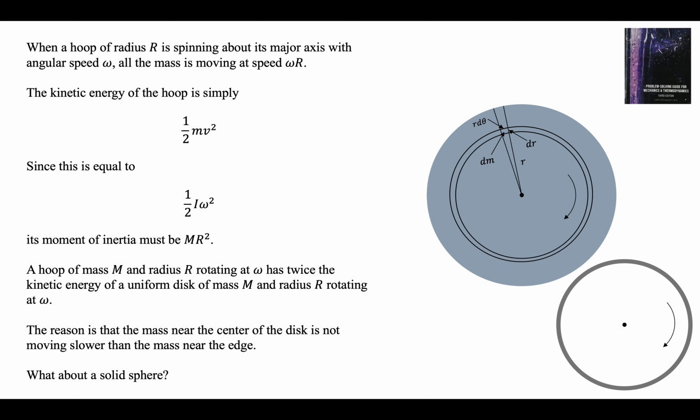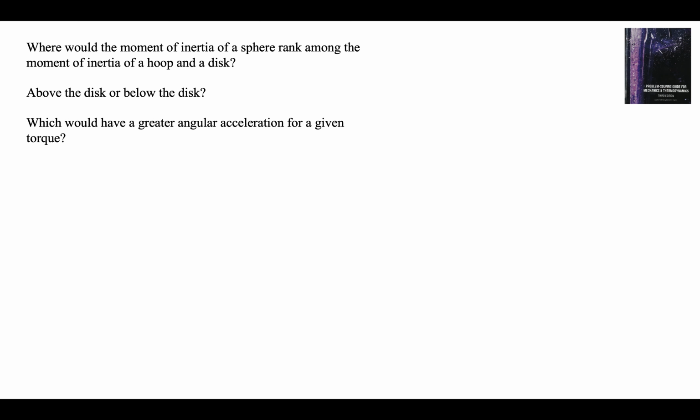What about a solid sphere? Let's think about that. Where would the moment of inertia of a sphere rank among a hoop and a disk? We know it's less than the hoop, okay? The hoop is m r squared because all of it's r away. Where is it between a hoop and a disk? Is it in between, above, below?